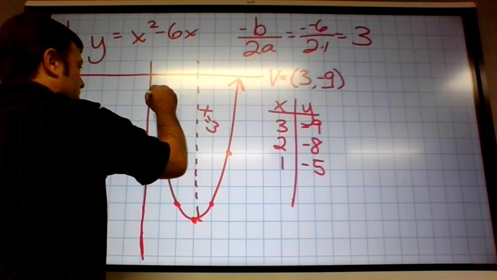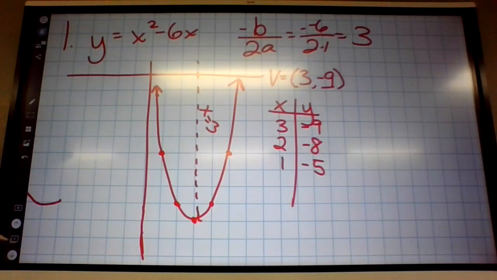Do I have to catch all the dots? Okay, now the actual directions, just get close, doesn't have to be perfect. The actual direction said find the x and y intercepts. How could I do that?